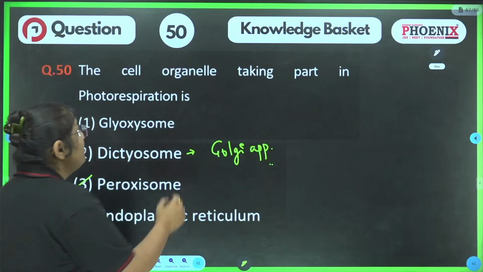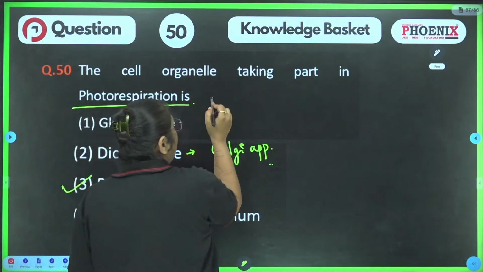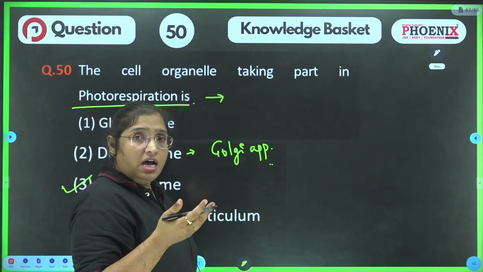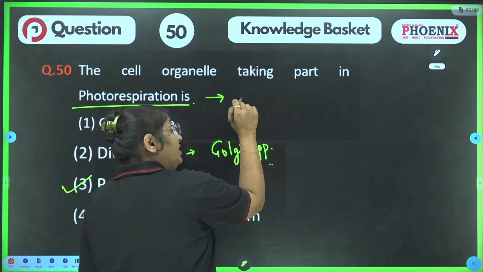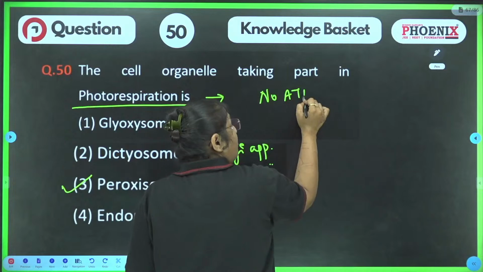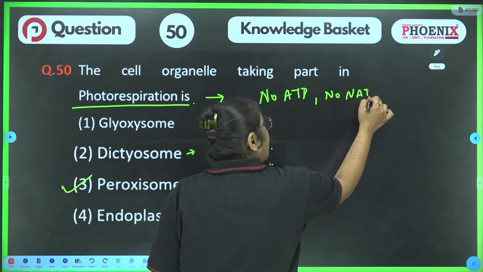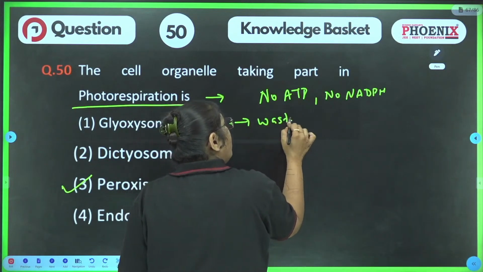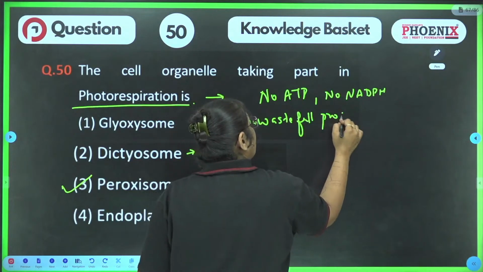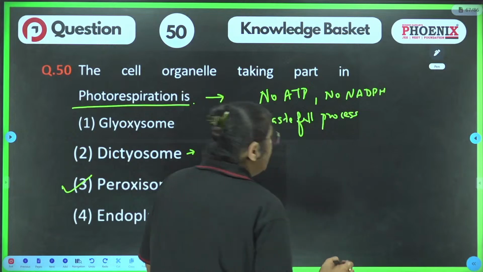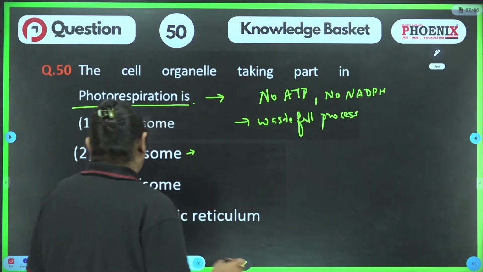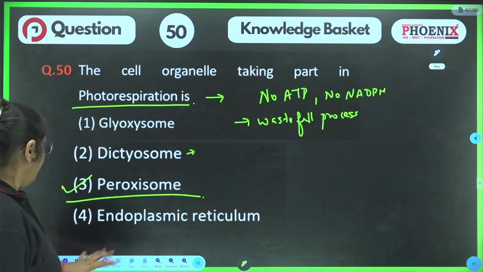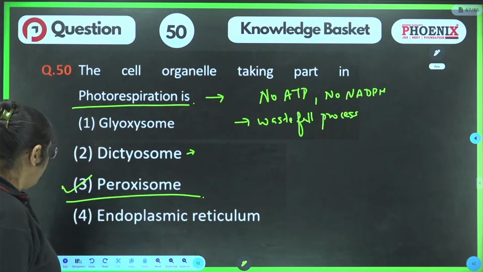Peroxisomes help in photorespiration. Now, when does photorespiration happen? When the concentration of oxygen is high, photorespiration takes place. But in this photorespiration, no ATP or NADPH is generated. It is also known as the wasteful process for the plant because there is no generation of ATP. And which cell organelle helps? That is peroxisomes. Endoplasmic reticulum is involved in synthesis of protein and lipids.